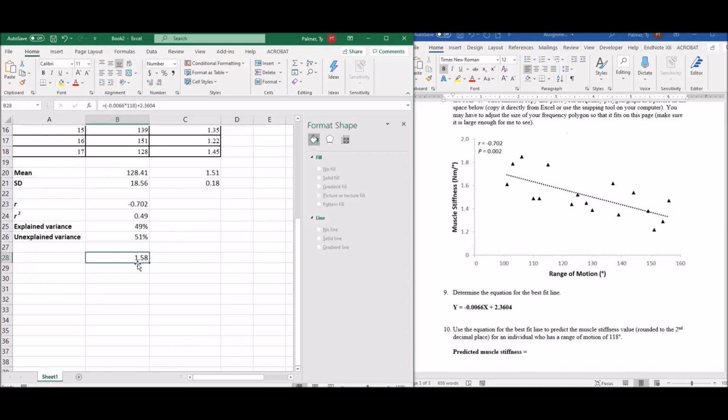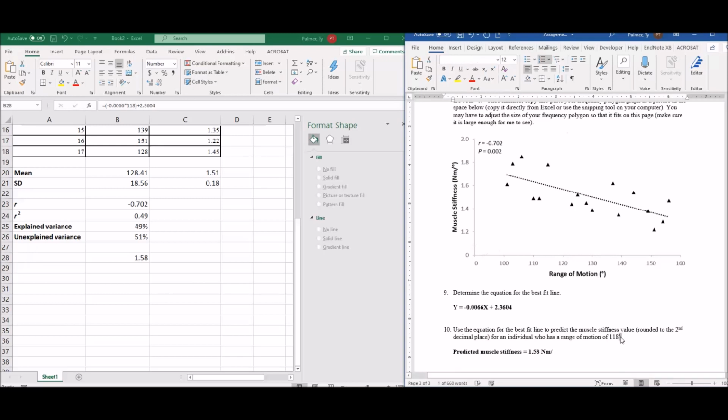And so that's going to be our answer here. Okay, so our predicted muscle stiffness is 1.58. And again, remember, it's always nice to include the units, Newton meters. Remember, muscle stiffness is measured in Newton meters per degree. And again, you can just take the degree, copy, and paste it, and then you can put it down here. Okay, Newton meters per degree.